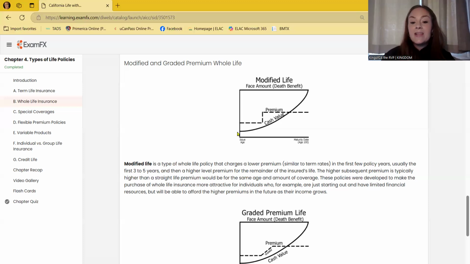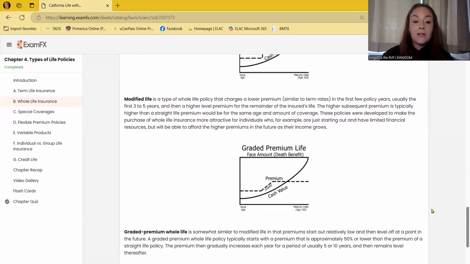All right, the cash value is still going to grow as usual, right? It's still going to grow. The face amount, the death benefit is still going to remain level. It's just the premium that we're going to be talking about here. Okay, so smaller premiums the first 3 to 5 years, then it raises to where it should be, and it's like that for the rest of the policy.